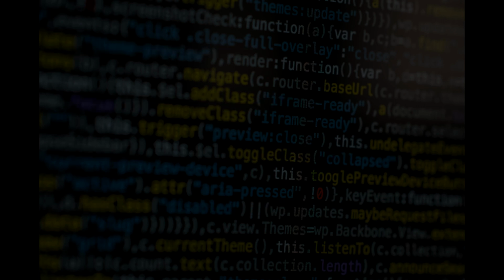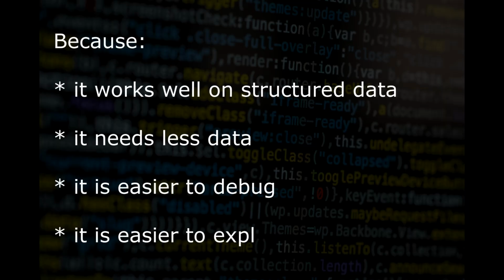So, with all the hype around neural networks and deep learning, you might wonder, why do companies still use logistic regression? The answer is because it works well on structured data, it needs less data, it is easier to debug, and it is easier to explain to stakeholders. In many real world systems, logistic regression is not replaced, it is still the baseline model. If it performs well, companies often don't need anything more complex.